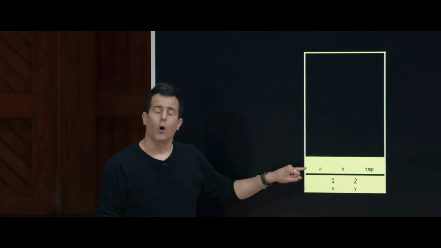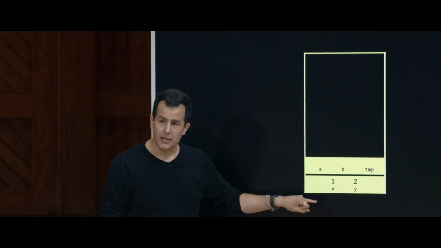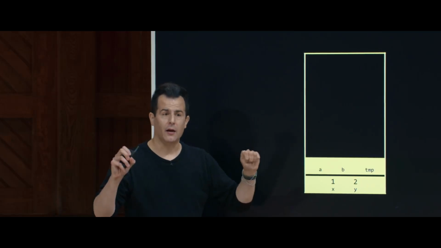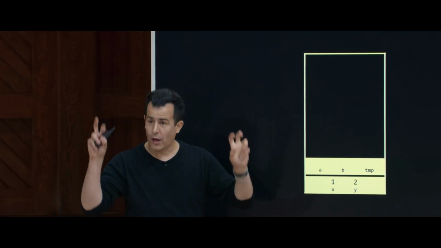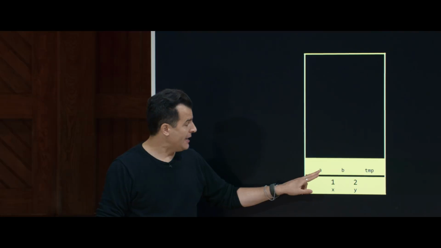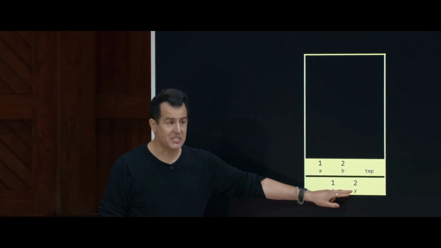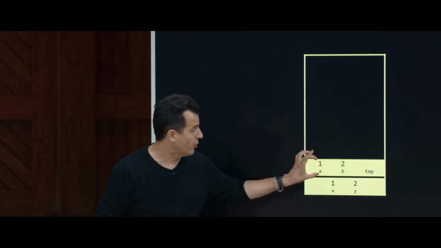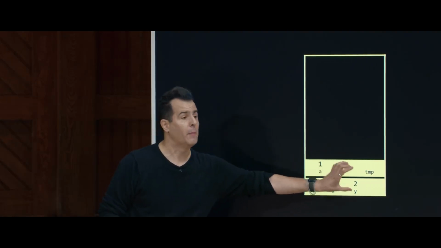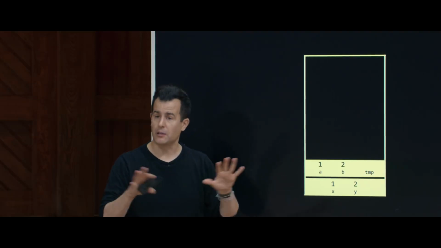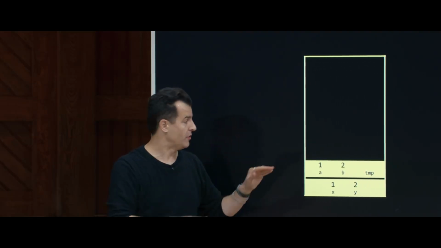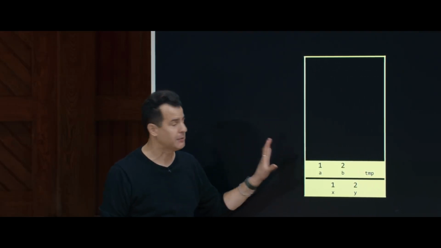What's going where? Well, because functions in C pass values by value, that is copy, a is a copy of x, and b is a copy of y. But they're separate bytes. This is a different memory location than this. This is a different memory location than this. So we're just copying the patterns of bits from one to the other. This is passing by value, aka passing by copy.